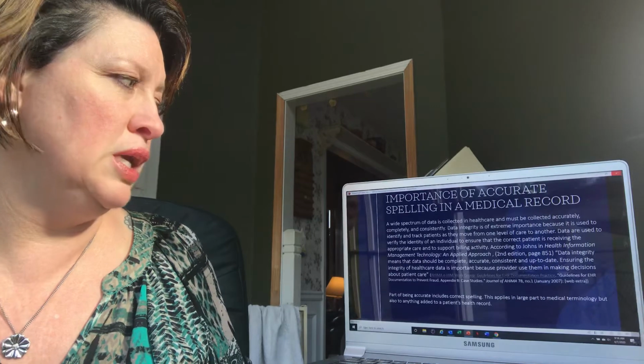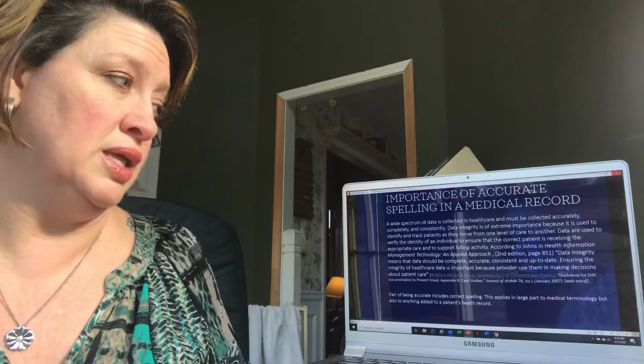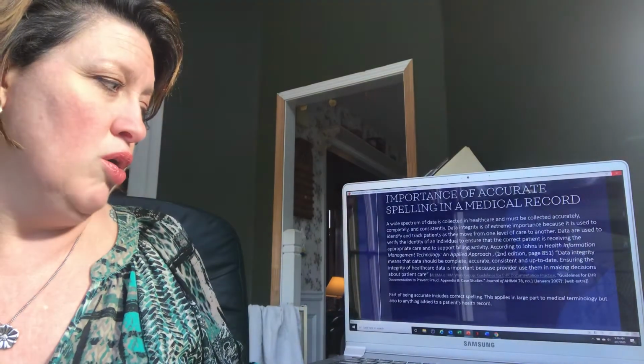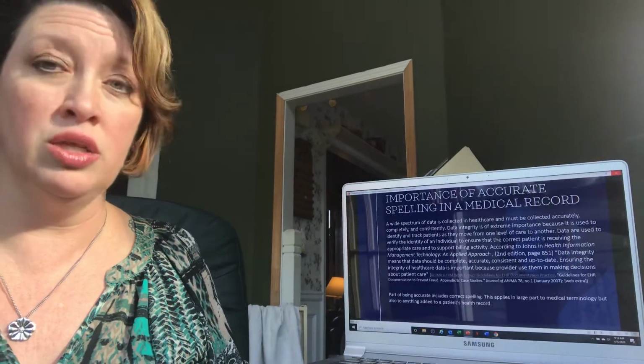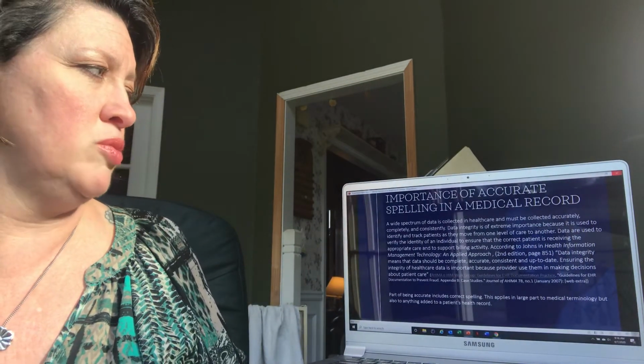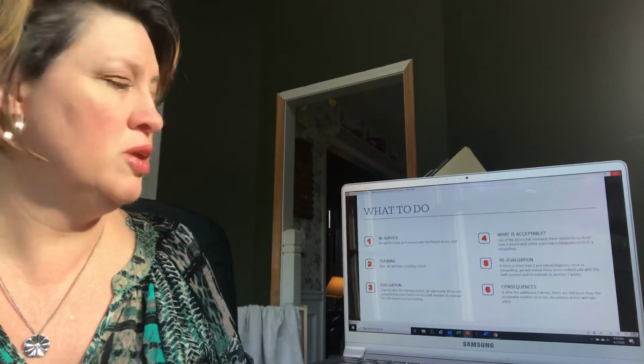Part of being accurate, complete, and consistent is correct spelling, and this applies not just to medical terminology, but to anything you put in the medical record. But medical terminology is of extreme importance. So what are we going to do to correct this problem?